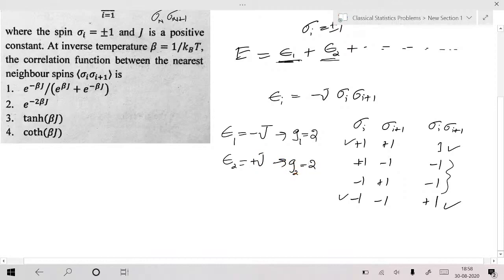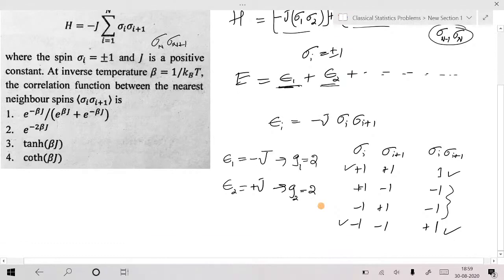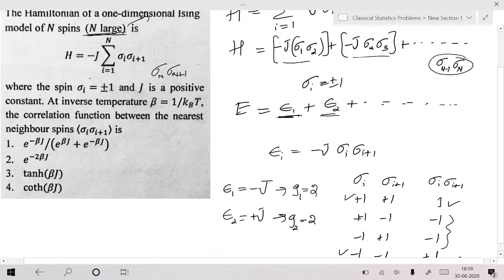Excuse me, sir. Yes, tell me. Sir, I'm not getting why you are equating the interaction energy and the individual particle energy both. Again, I told you this is not the individual particle energy, but still I have used the same symbol. That's it. I said these are, I'll call this one an energy term.